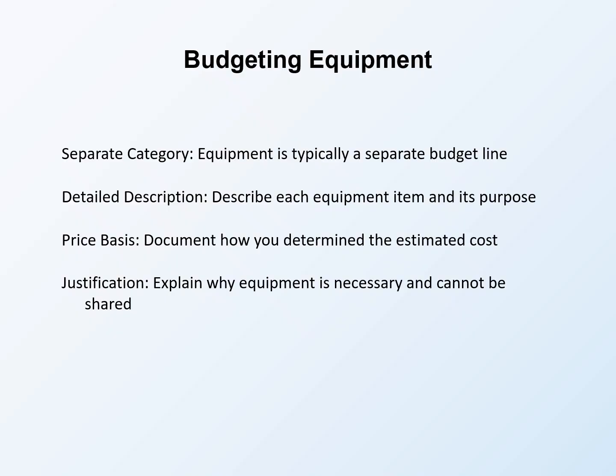Price basis documentation shows how you determined estimated costs. Did you obtain vendor quotes? Did you research prices online? Have you purchased similar equipment recently? Documenting your price basis demonstrates that estimates are reasonable rather than arbitrary. Justification explains why equipment is necessary and why existing equipment cannot meet the need. Reviewers want assurance that equipment requests are genuine necessities, not wish list items that would be nice to have. Explain specifically why the project requires this equipment and why sharing existing equipment is not feasible.